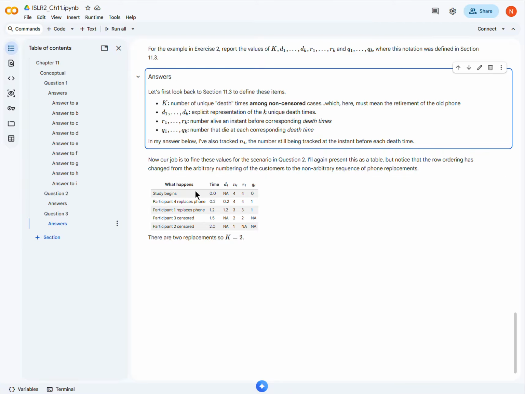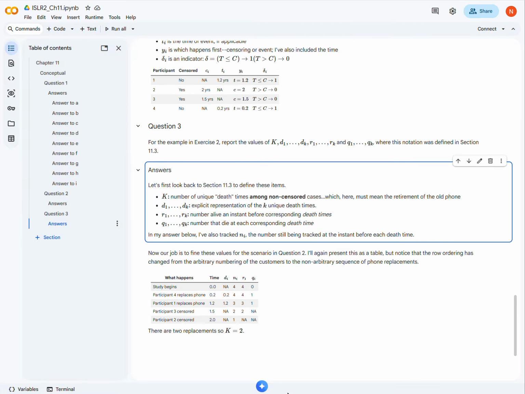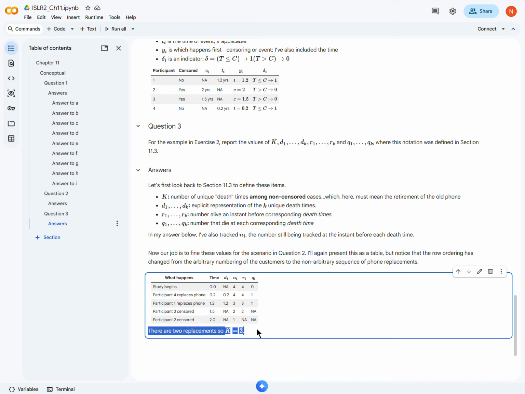Okay, so let's go through these. So here's, well, let me get both of these on the screen. So I have a table here that is set up sequentially for the different times of things happening. And so we'll just translate the table from question 2 to question 3. Okay, but the first thing to get out of the way is what is K here? What is big K? It's 2 because there's 2 phone replacements.